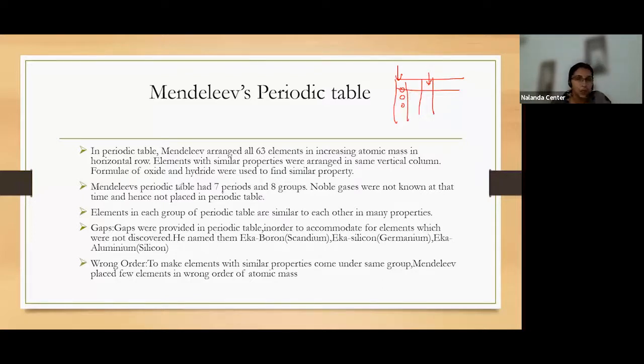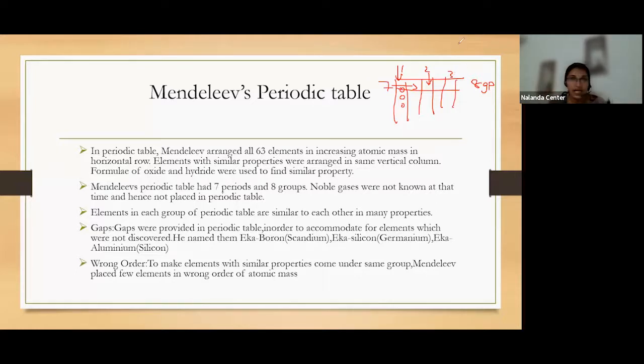There were periods and groups in Mendeleev's periodic table. So the number of periods were 7. There were 7 periods and 8 groups. The columns were known as groups. Okay. So there were 7 periods and 8 groups. Noble gases were not known at that time. So it was not placed in the periodic table. All right. Now the elements in the group, they were having similar property with each other.